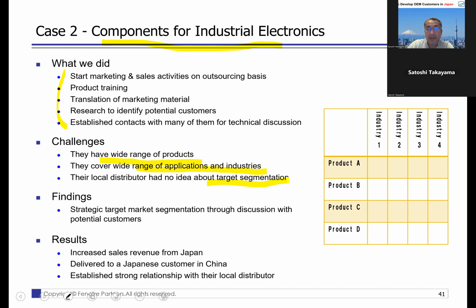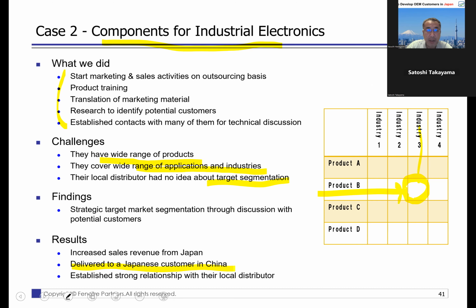So what we did is the same. We visited many Japanese potential customers and finally found this client can compete in industry 3 with product B. And the distributor started focusing on this segment, developed many customers, and they increased sales revenue dramatically in Japan. And also they had the chance to deliver to a Japanese customer in China. So business development was done in Japan, but the delivery happened in China.